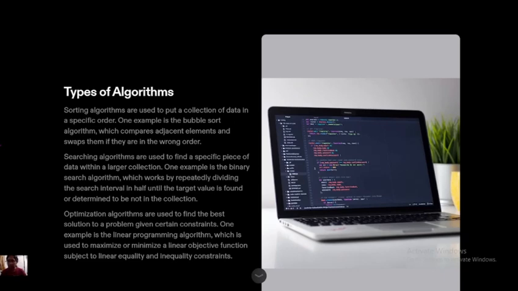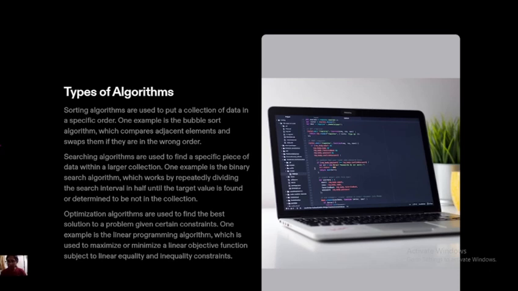Types of algorithm. Sorting algorithms are used to put a collection of data in a specific order. One example is the bubble sort algorithm, which compares adjacent elements and swaps them if they are in the wrong order. Searching algorithms are used to find a specific piece of data within a large collection. One example is the binary search algorithm, which works by repeatedly dividing the search interval in half until the target value is found or determined to be not in the collection.